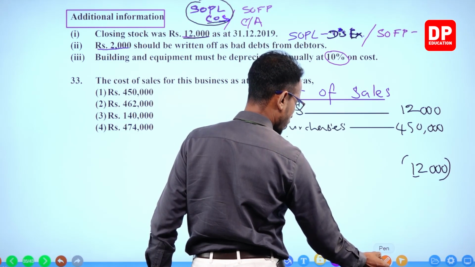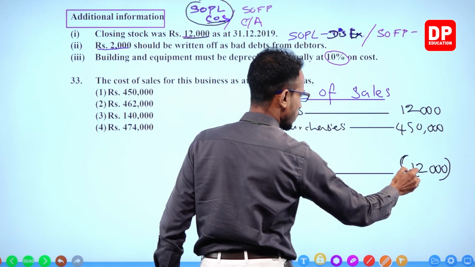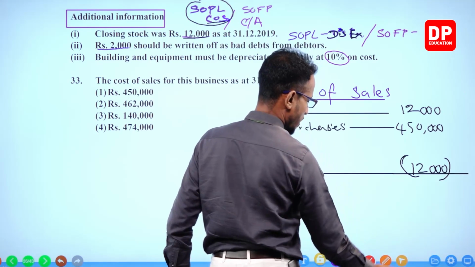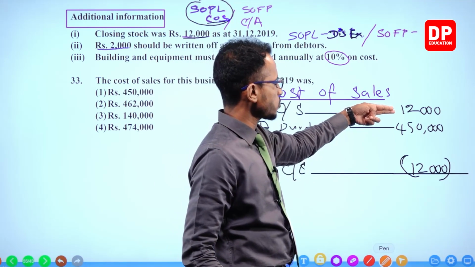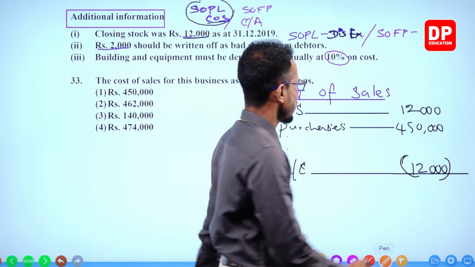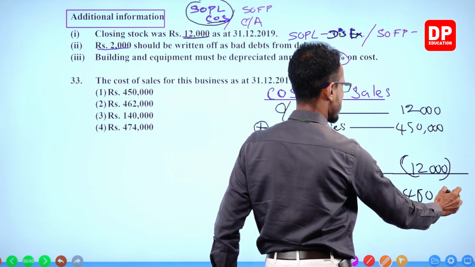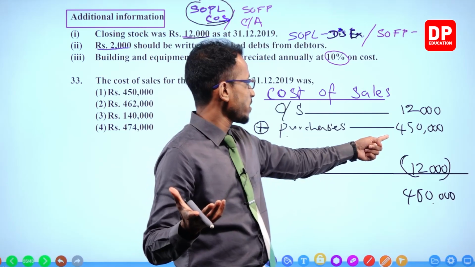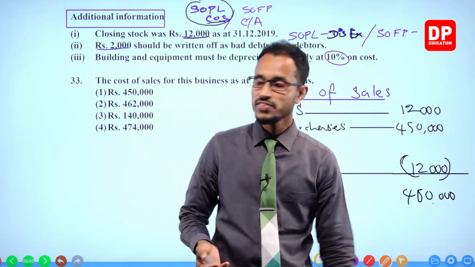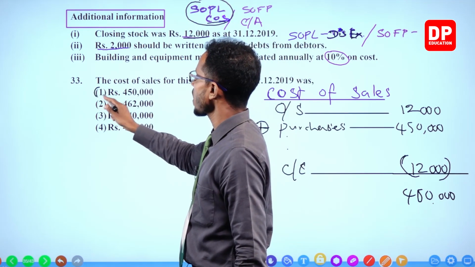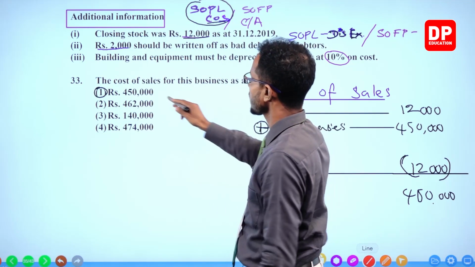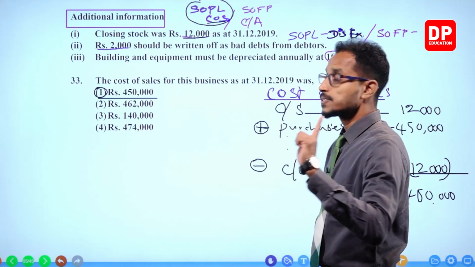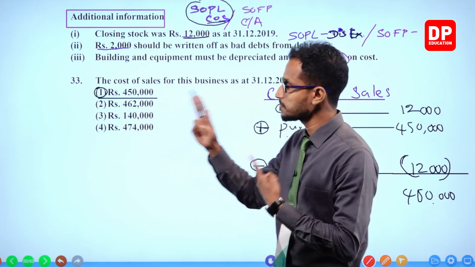What is the answer here? You get 450,000 plus 12, 462 minus 12, 450 again. That is your answer. What to do? That's a simple calculation. 450 plus 12 minus 12. It's 450. Number 1. 450,000. Next.